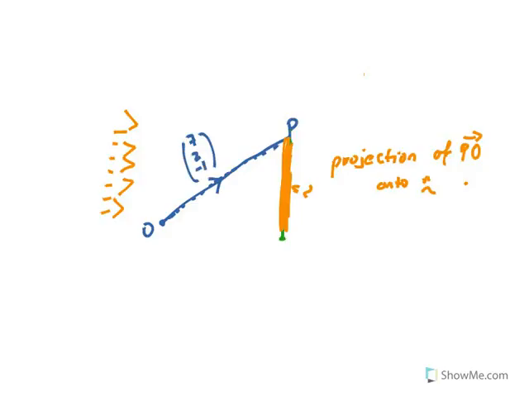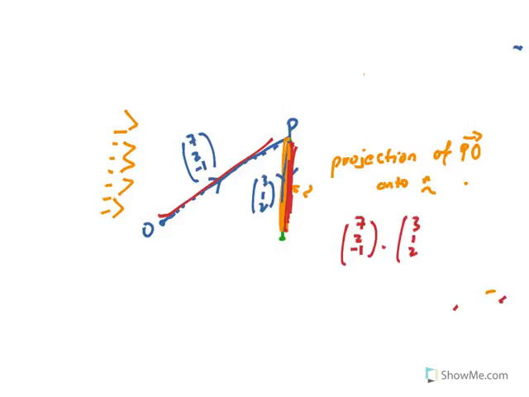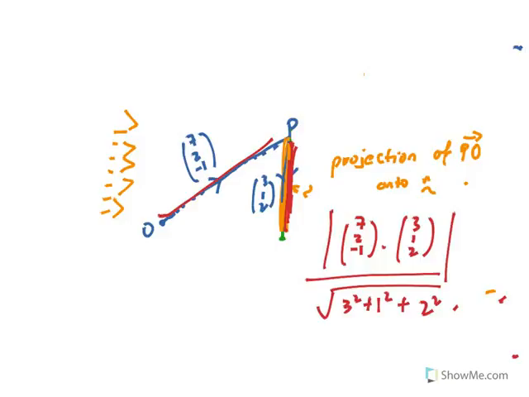OP is 7, 2, negative 1. N, in this case, the vector is 3, 1, 2. So this vector here is 3, 1, 2. Now I'm trying to find the yellow portion. It's nothing but I just rotate. If I shine a light on this vector, the shadow is cast here. So this length here is nothing but 7, 2, negative 1 dot product with B hat, which is 3, 1, 2 over square root of 3 squared plus 1 squared plus 2 squared. And I take the modulus, that's all. That will give me the distance.